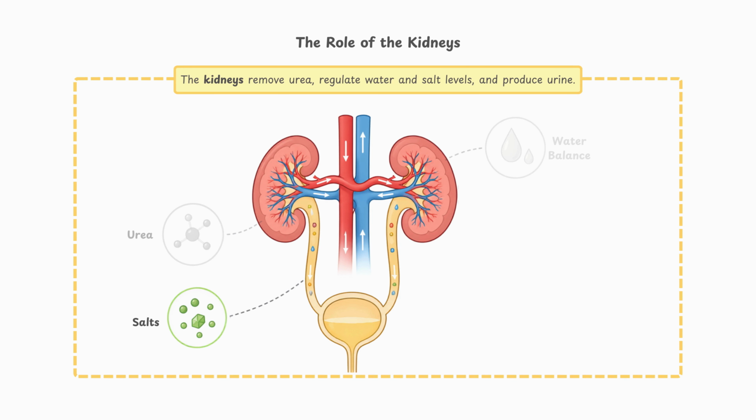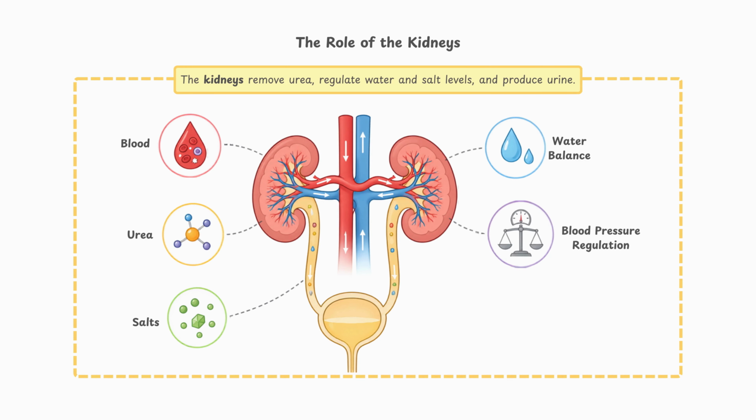This means the kidneys are not just removing waste. They are also helping to balance water and salts in the blood. These functions help maintain blood pressure and keep the body's internal conditions stable. The waste materials removed from the blood eventually leave the body as urine.